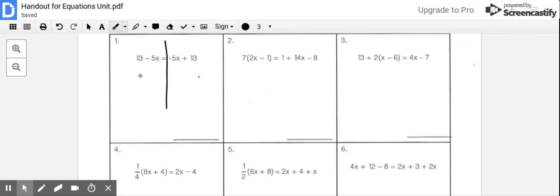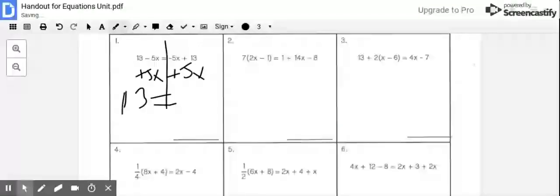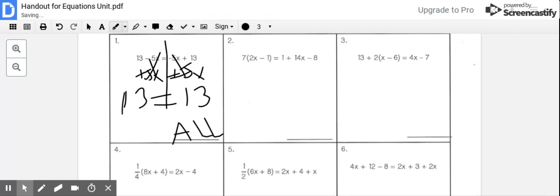Are there like terms on each side? No, there are not. So I'm going to add 5x and add 5x here. So we are left with 13 equals, and then negative 5x and 5x cancel here, and we have 13 equals 13. Is that a true statement? Yep. So that means every number will work for that solution. It does not matter what we put in for x here and here. It's always going to turn out the same on each side.